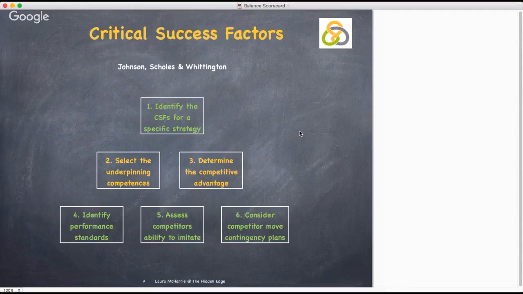Step 6, decide on the impact of a potential competitor moving in on your differentiator and how this might be counteracted.